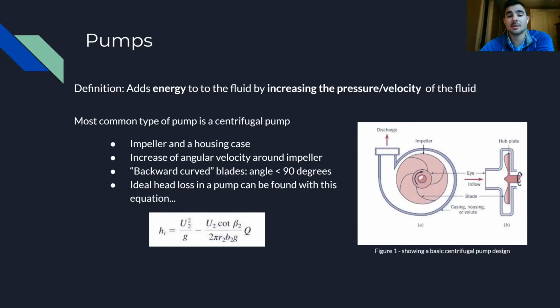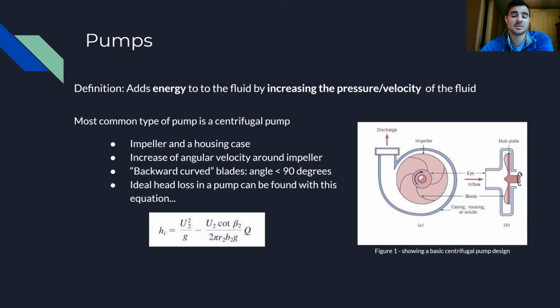So, what makes a pump a pump? A pump is a turbo machine that adds kinetic energy to a fluid by either increasing its pressure or velocity, and there are multiple examples of pumps, like axial, centrifugal, a diaphragm, or even a piston pump. But the most common type of pump is a centrifugal pump.